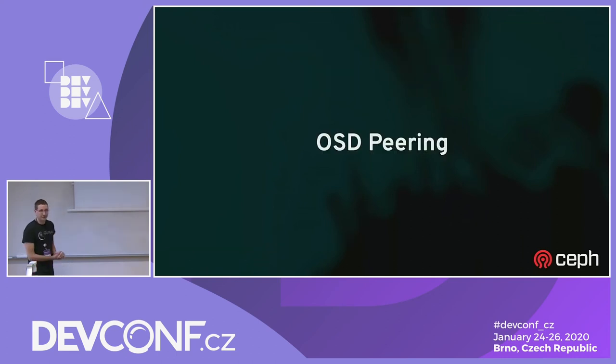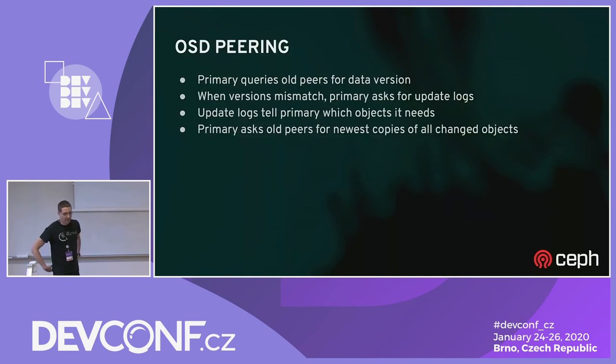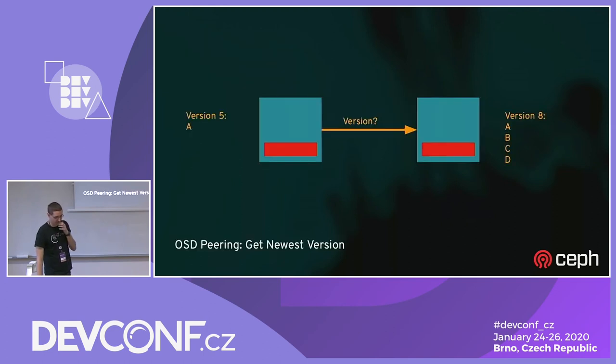The other problem we've identified with stretch clusters is OSD peering. So we have a primary OSD, and when he turns on, he needs to make sure he's got the newest version of all the data, or like the cluster changes in some way and he becomes primary, he needs to make sure he's got the newest version of all the data he's responsible for. So he looks at the old cluster maps that the monitors give him, and he says, all right, who was responsible for this data? He asks for the versions they have and for the newest versions of the data.